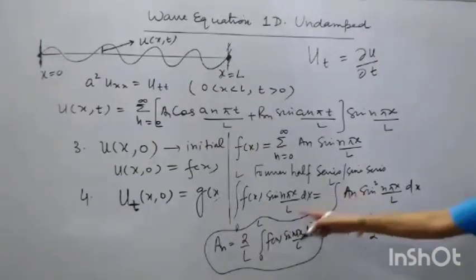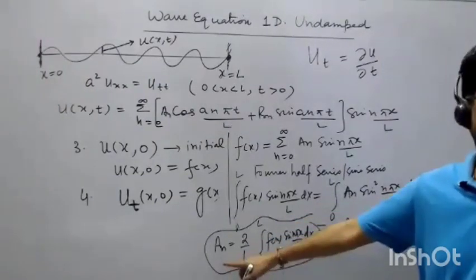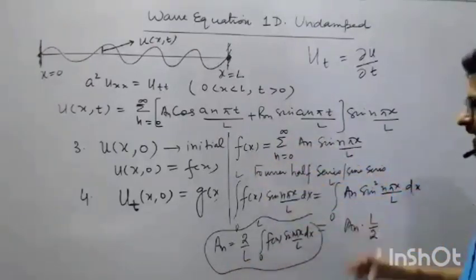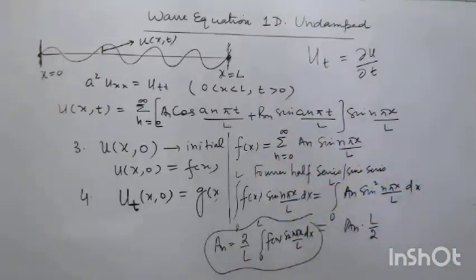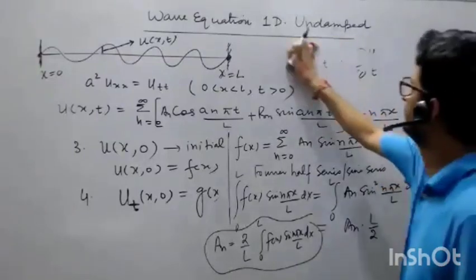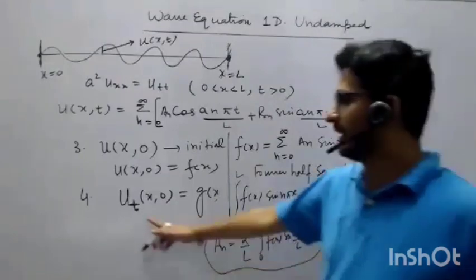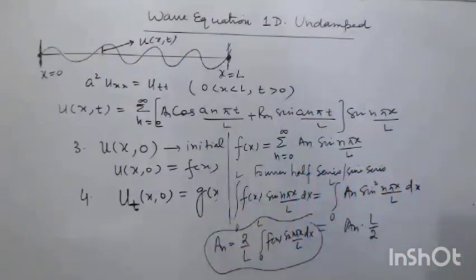I could have written this directly if you knew the Fourier series, but I derived it. Multiply both sides by this and integrate it in the limit of x. Similarly, you can calculate bn. For bn, what you will have to do? First of all, we will have to take the derivative, and then only you can put t is equal to 0.